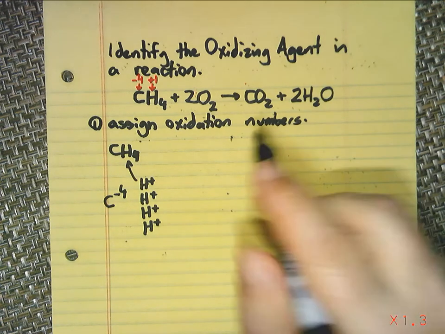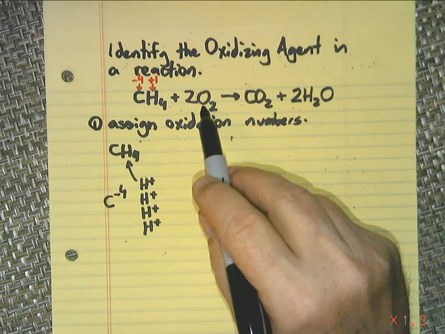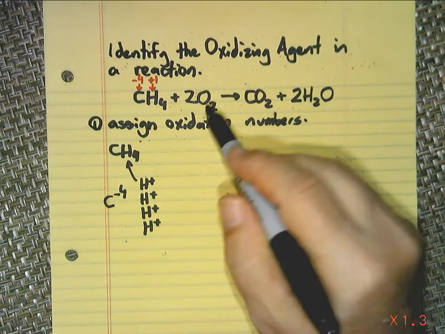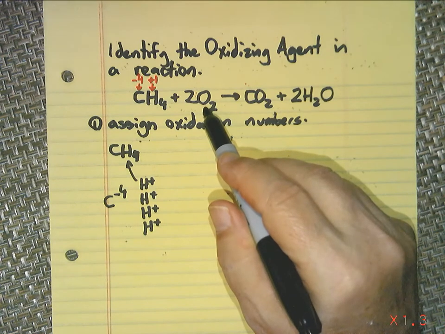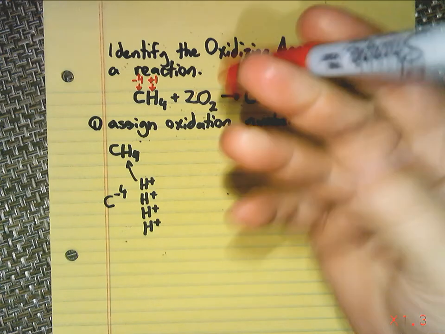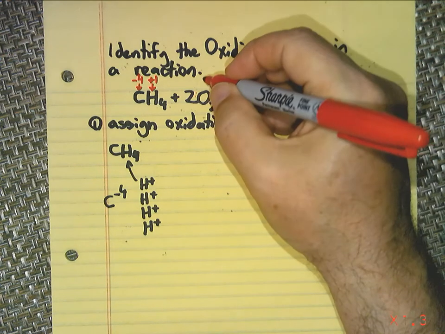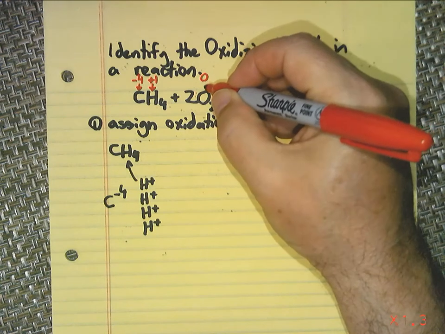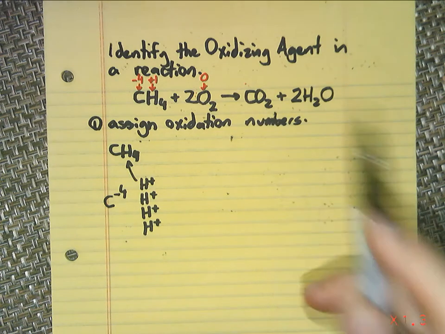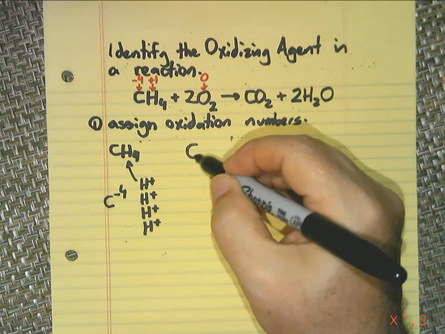Okay, let's assign oxidation numbers to the next thing. Well, we've got an element here. There's nothing in there except oxygen. Rule 1 takes care of that right away. It says if you've got just one element, the oxidation number on that is 0. Okay, fine. Now, this one we did before. Let's do it again.